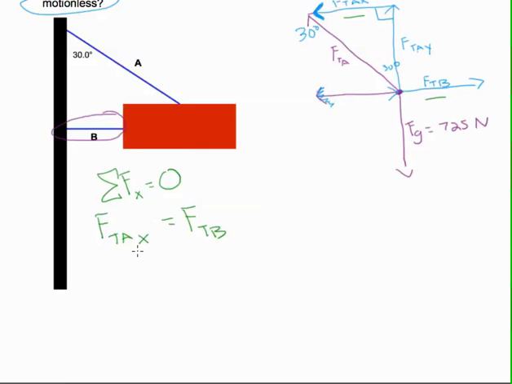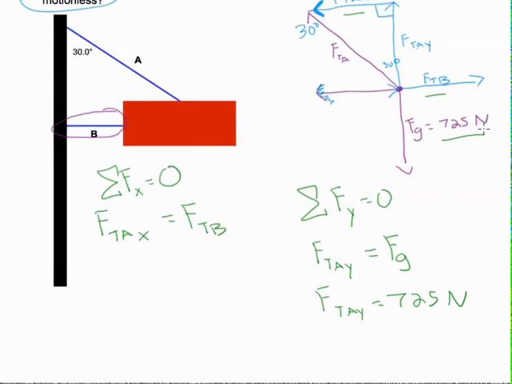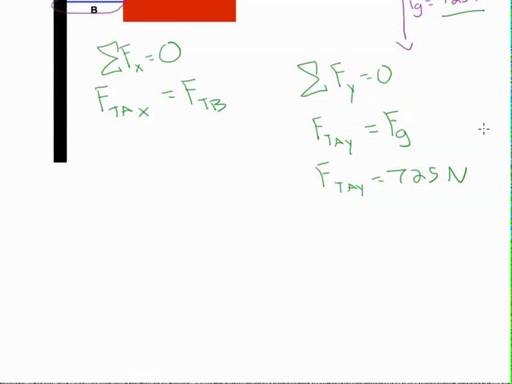We also know the sum of the forces in the y direction is equal to 0. This means that FTAY equals force due to gravity, which also means that FTAY equals 725 newtons, because we know this up here. Now we can use this y component and this angle in order to find our other two sides. I'm going to just sketch our triangle down here. If you prefer to draw it on your free body diagram, that's fine. I just try to keep my notes as clean looking as possible.